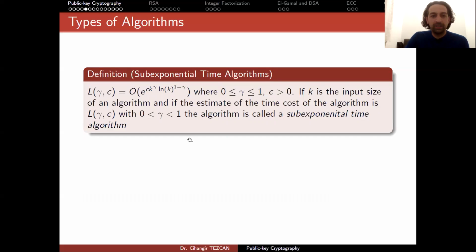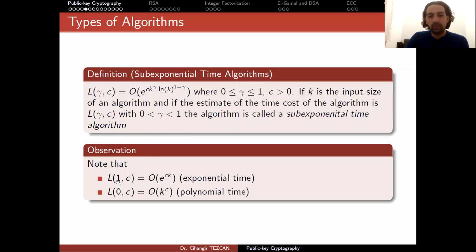So this is important because let's look at when gamma is 1. So this means that instead of gammas here, just put 1. So when you have 1 minus 1, it will be 0, k to the 0 is 1, so this cancels out. Sorry, ln k will also cancel out because it is e to the power here. So we will end up with e to the ck. This part will be 1. So this means that when gamma is 1, sub-exponential time algorithm actually equals the exponential time algorithm.